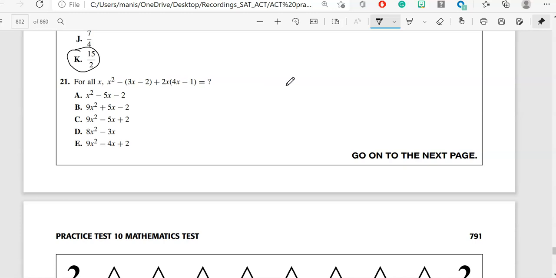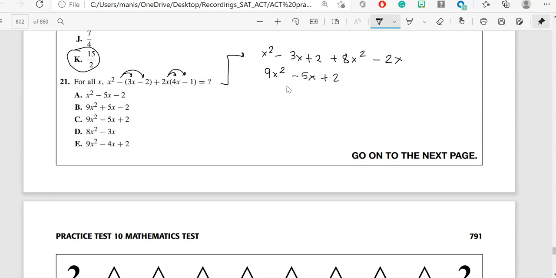For all x, x square minus 3x minus 2 plus 2x times 4x minus 1 is equal to what? So step number 1, I can use the distributive property of multiplication over here. So this will be x square minus, I'm again using the distributive property, minus 3x plus 2, because I multiply negative with negative, minus sign, plus over here 8x square, and that's minus 2x. Now I have to simplify this. I will combine the like terms: 9x square minus 5x plus 2.